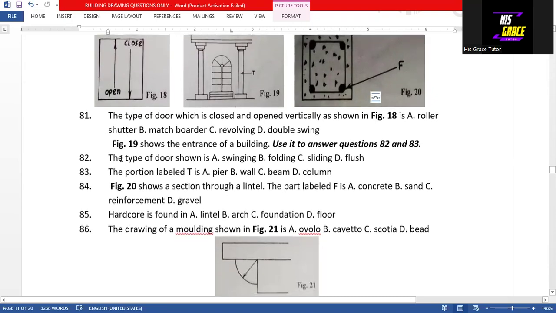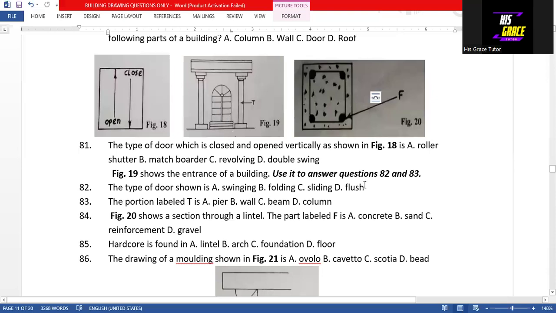Then we have to make use of this diagram to answer question 82 to 83. So we are making use of this figure 19 to answer question 82 to 83. Question 82. The type of door shown is a flush door. So option D is the answer to that question. And then question 83. The portion labeled T is a column. So that is option D is the answer to question 83.